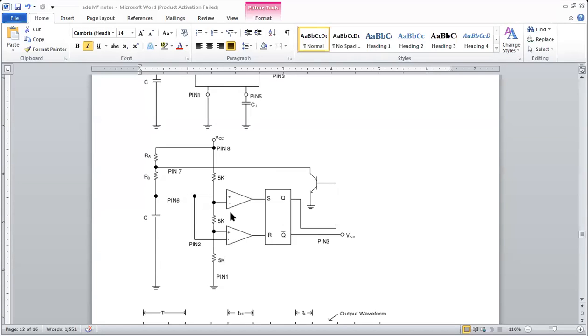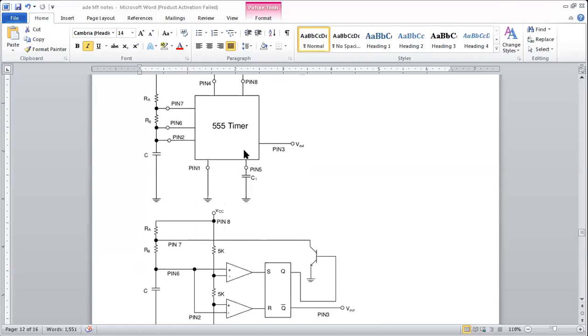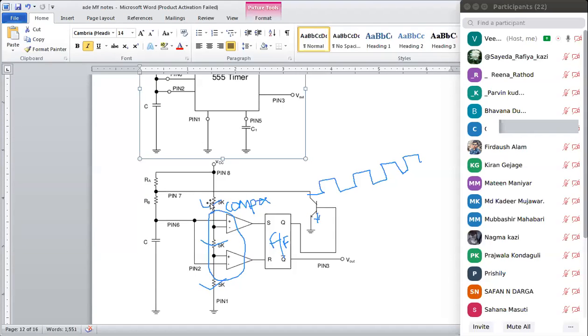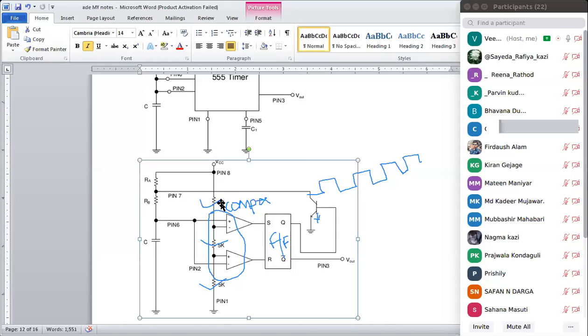So this is what is inside the triple five timer. Pin 7, pin 6, pin 2 are there. When it is connected like this, three 5 kilo ohm resistors are connected to create a voltage dividing bias for comparator 1 and comparator 2. There are two comparators, and there is a flip-flop, and also one transistor.